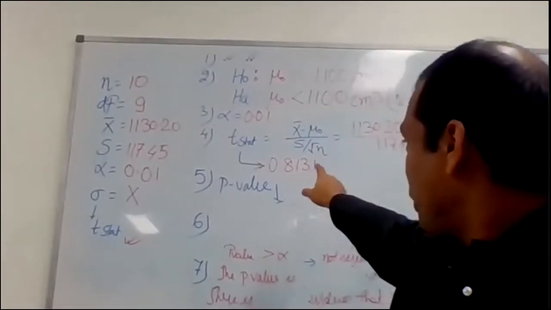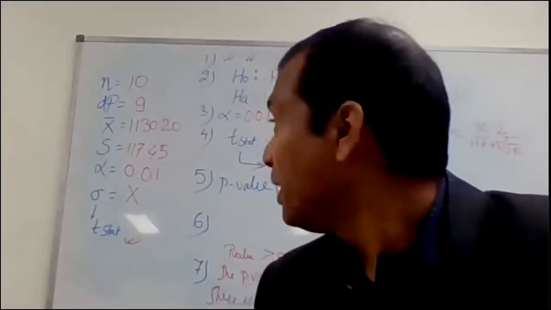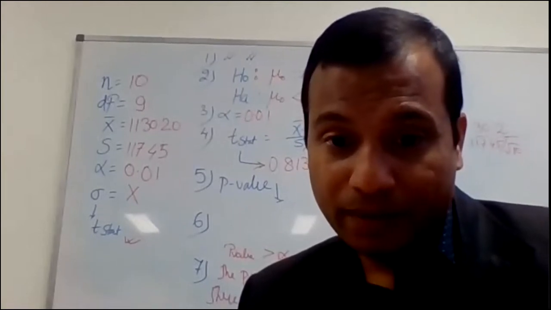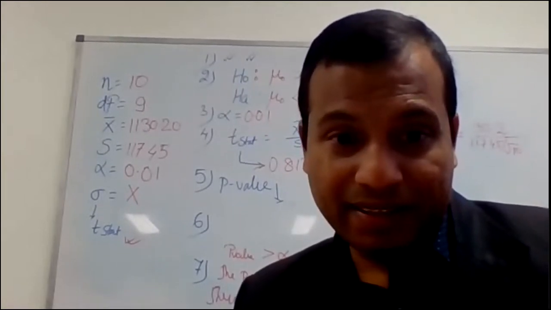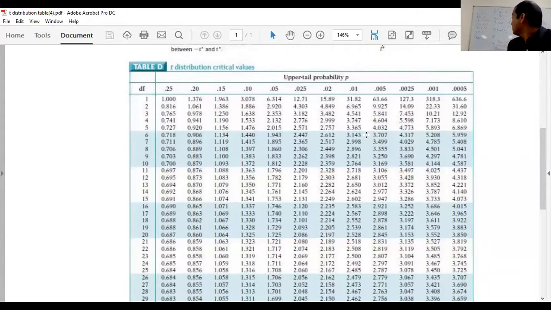So if you get the 0.8131, find out the p-value. For the p-value, what is the degree of freedom? 9. So I'm going back to the table. What is the degree of freedom? 9. I'm doing some drawing here. Those who understand the process can directly jump. Yes, degree of freedom 9 for n value 10.